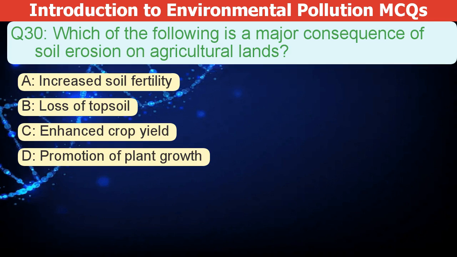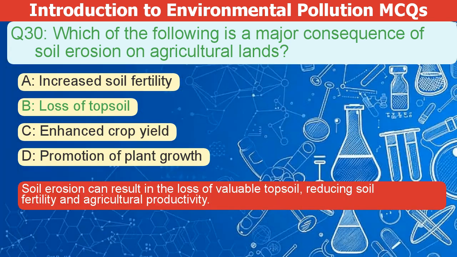Which of the following is a major consequence of soil erosion on agricultural lands? A. Increased soil fertility. B. Loss of topsoil. C. Enhanced crop yield. D. Promotion of plant growth. The correct answer is B. Soil erosion can result in the loss of valuable topsoil, reducing soil fertility and agricultural productivity.